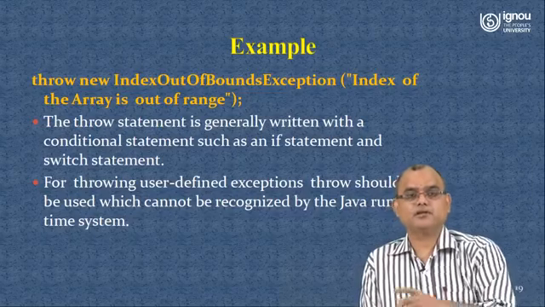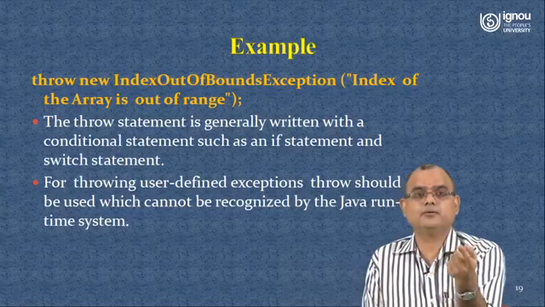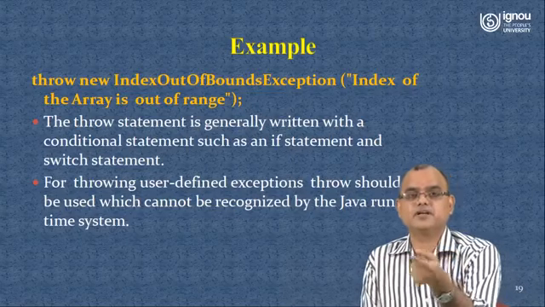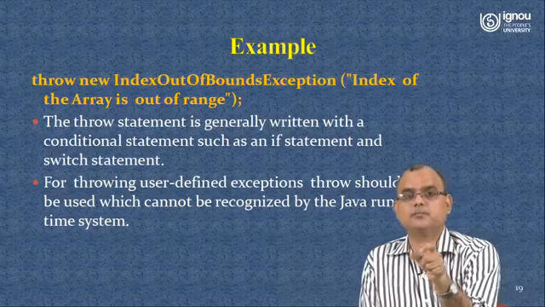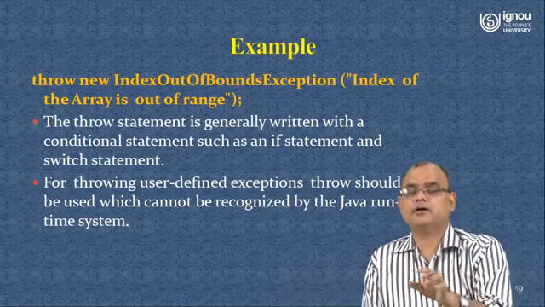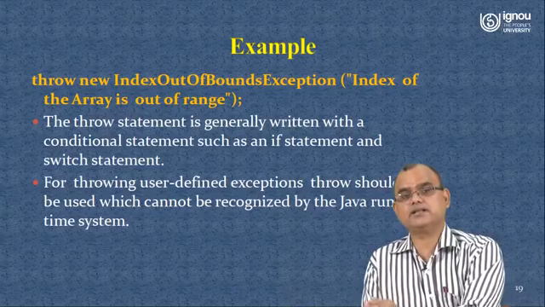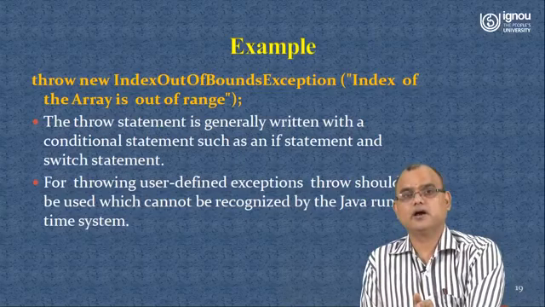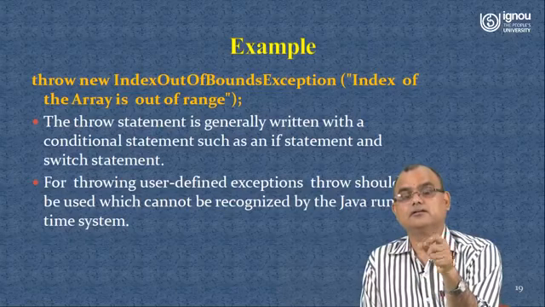how it happens. Throw, then if it is expected to throw, let us say, index out of bound, then you can create that particular object using this constructor of the index out of bound class, and in that you are passing one argument: index of the array is out of range. So this message you are throwing at a specific condition when that particular exception is occurring. So that condition you will be checking, then only you can know.